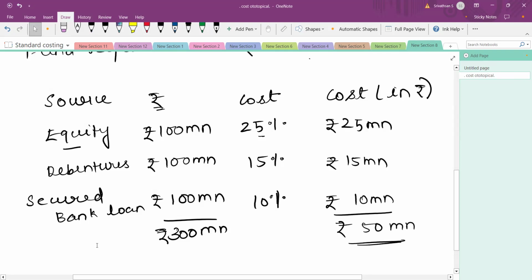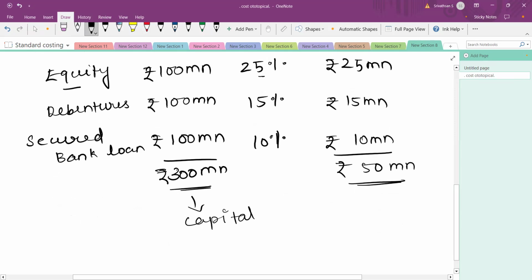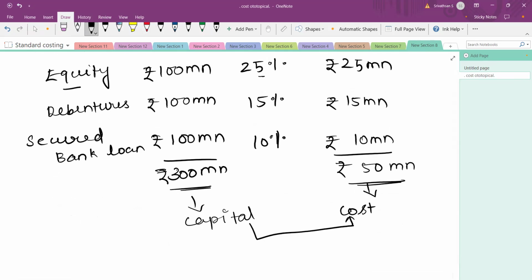So listen, this 300 million is nothing but the capital raised by the firm. And this 50 million is nothing but the cost incurred for raising this capital. So my capital is 300 million. In order to raise 300 million rupees of capital, I have to incur a cost of 50 million rupees.